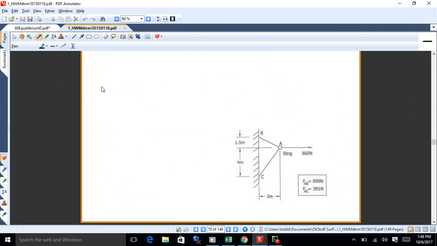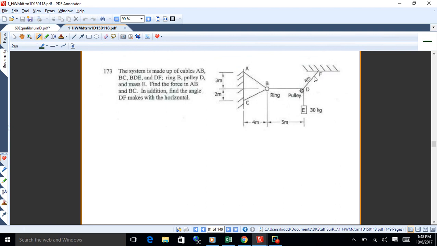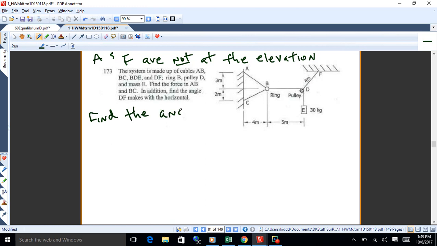Now, what I'd like you to do with 173 is find the angle of this cable. And on 173, this is shown on page 5, I think. Yeah, page 5 is where it is in your packet. And also 5A. A and F are not at the same elevation. You can't assume that, all right? Okay, so you find the angle of DF. And that's what I'm asking you to do, is to find the angle of DF by using equilibrium. That's how you'll do it. Not geometry, but by using equilibrium. Okay?